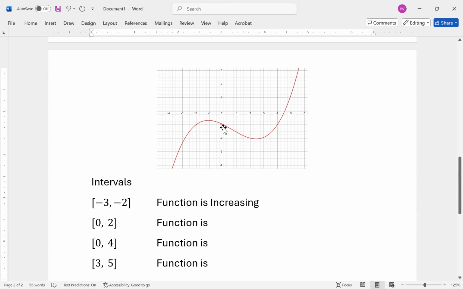From 0 to 2, let me write that down as well. From x equals 0, this point, to x equals 2, this point, our function is always going down. Now it's going down at slightly different rates as I move along here, but it's still going down everywhere. So the function is decreasing in that section.